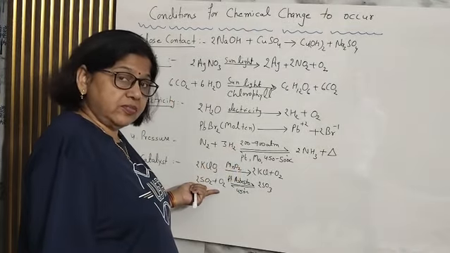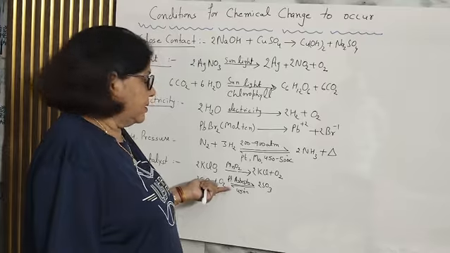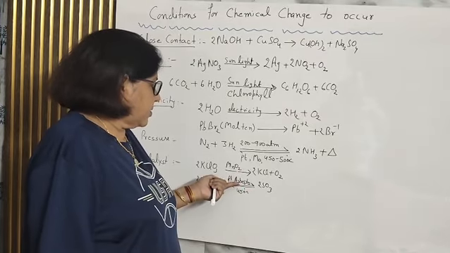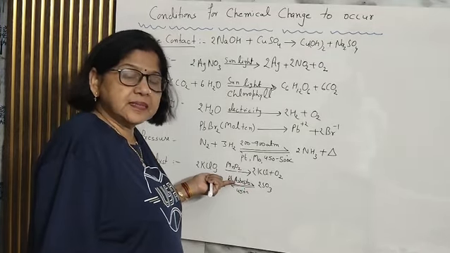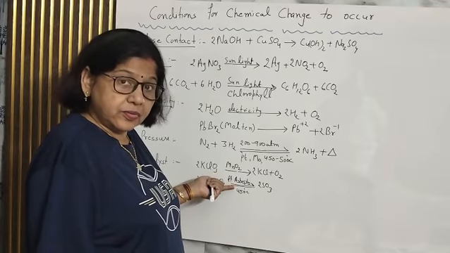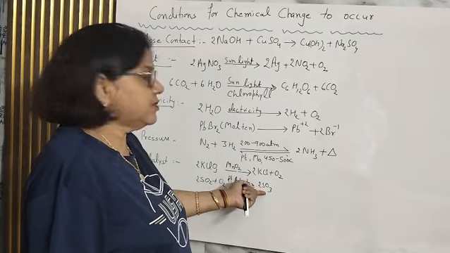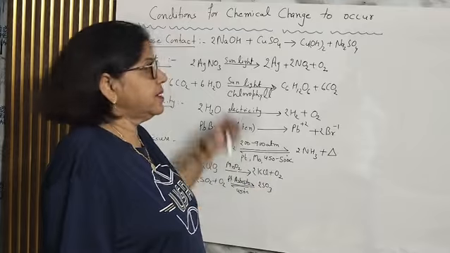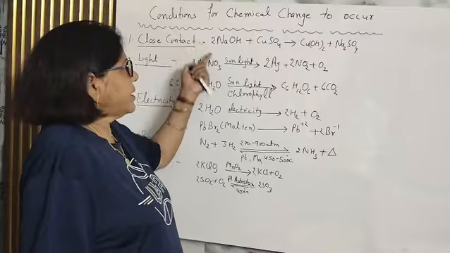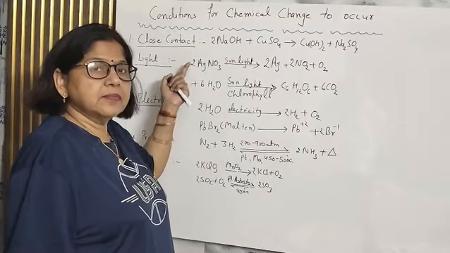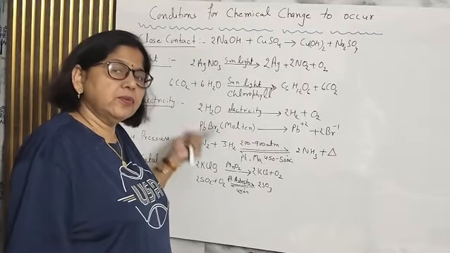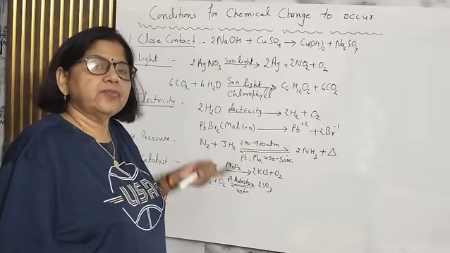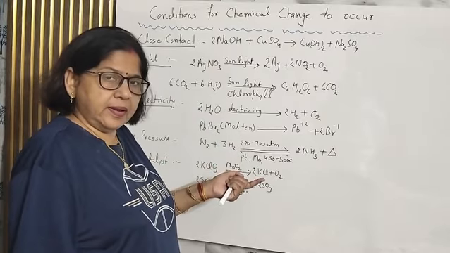Similarly, when sulfur dioxide and oxygen react together, the reaction is reversible. So what is the catalyst required? Platinized asbestos. When that is used, then only what is formed? Sulfur trioxide. So these are the other conditions which are required, sometimes one condition, sometimes two conditions, sometimes more than two conditions for a reaction to take place.